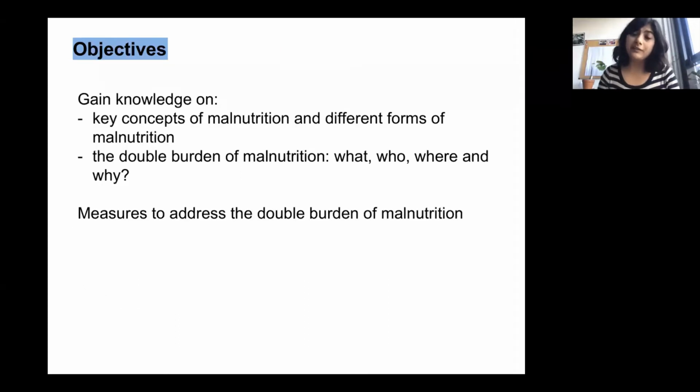By the end of this session, I would want you to gain the knowledge on the key concept of malnutrition and different forms of malnutrition, and about the double burden of malnutrition. What is the double burden, who is affected, where, and what are the causes? And also one of the main objectives is to give you knowledge on the measures to address this double burden, basically focused on the lower and middle income countries.